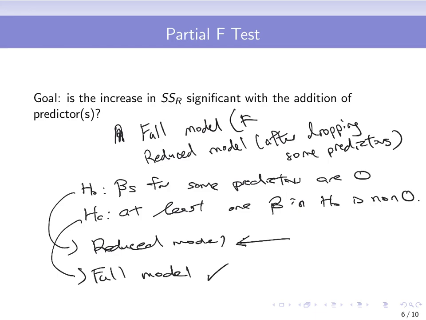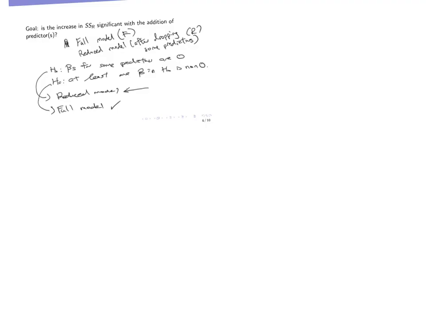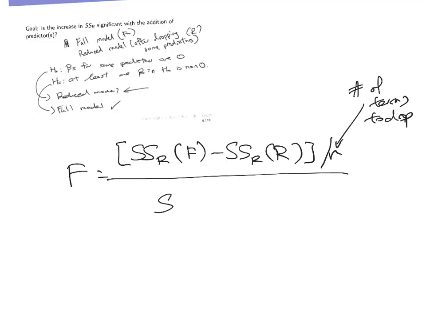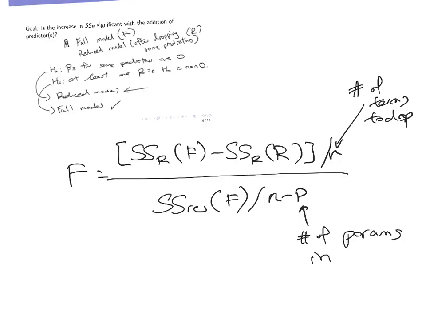Notationally, sometimes I write the full model as F and the reduced model as R. As a quick reminder of the formula, the partial F statistic is the difference in the SS regression between the full and reduced models, this whole chunk divided by r, where r denotes the number of predictors you're looking to drop, divided by the SS residual of the full model divided by n minus p. And take note over here, p is the number of parameters in the full model.